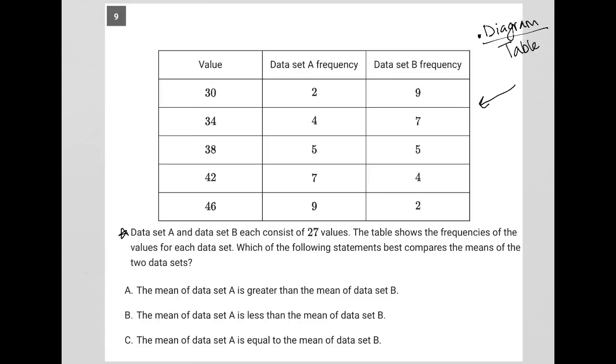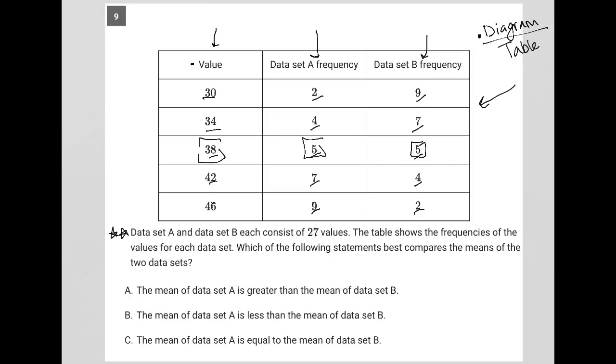So the data here that I see is that the first column is titled value. So these are the values that I have. And the second column is data set A frequency. So this is the frequency of those values within data set A. And then I have the frequency of those same data values within data set B. So for instance, in data set B, I have 5 38s. I also have 5 38s in data set A. So I just want to make sure I understand how to read this table before I start to read the actual question.